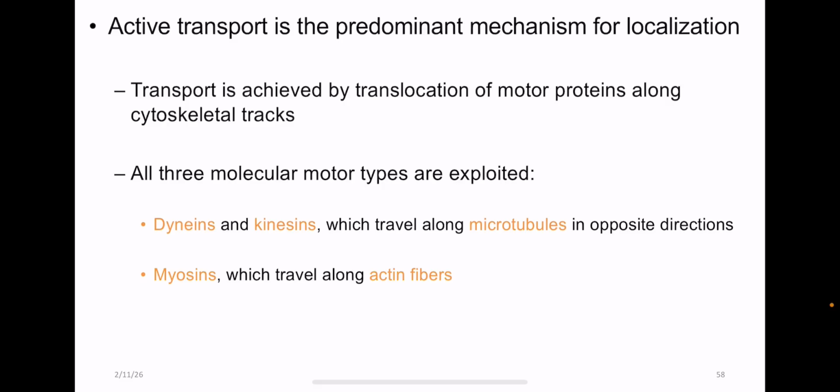The transport is actually achieved by motor proteins. You know the cytoskeleton of the cell, right? You do advanced cell biology, so I'm sure you do. The three motor proteins they use are dyneins, kinesins, and myosins. Dyneins and kinesins travel along microtubules, and myosins travel along actin fibers. So this is how the active transport of the mRNA is done.